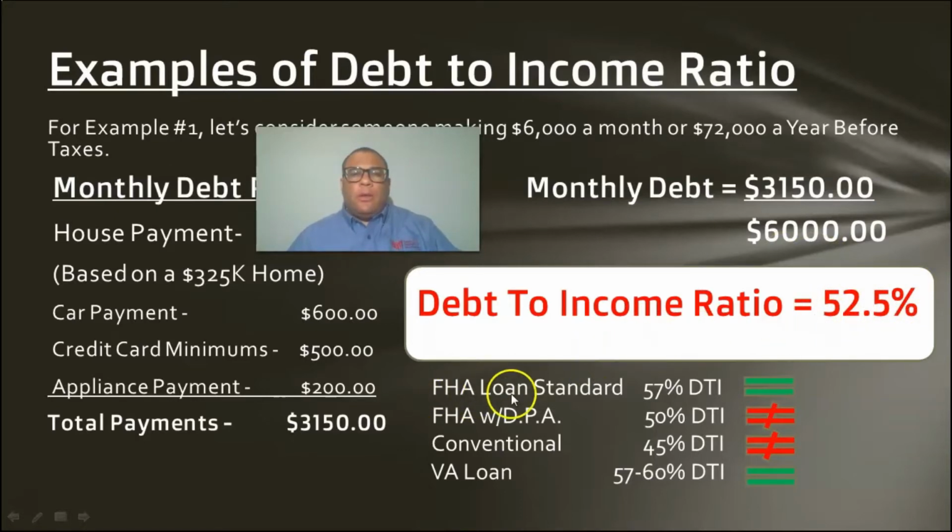So with an FHA loan standard, that still qualifies. For FHA DTI down payment assistance grant, it does not qualify because that's over 50%. FHA loan standard maximum is 57%. Conventional does not qualify either because conventional cuts off at 45% in most cases. A VA loan can go up to the same 57 to 60%, which is very high. It does qualify for that.